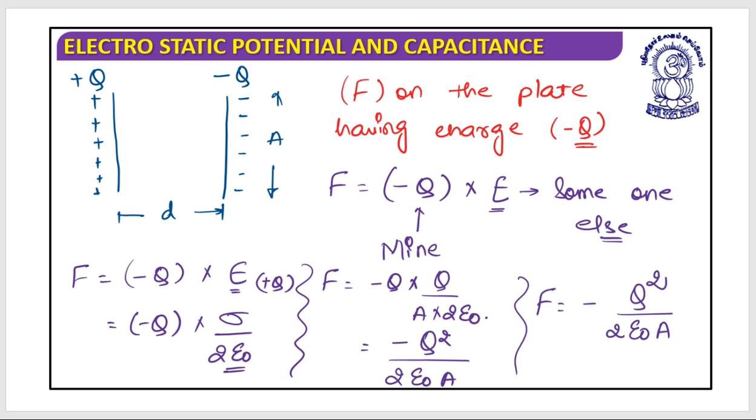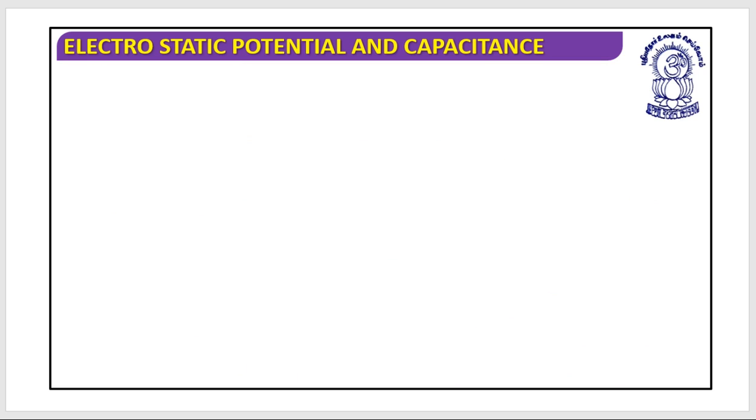This minus represents a force of attraction. So F is equal to minus Q square divided by 2 into epsilon naught into A. Got it? Yes. Shall I write some more formats of this? F is equal to minus Q square divided by 2 epsilon naught A.